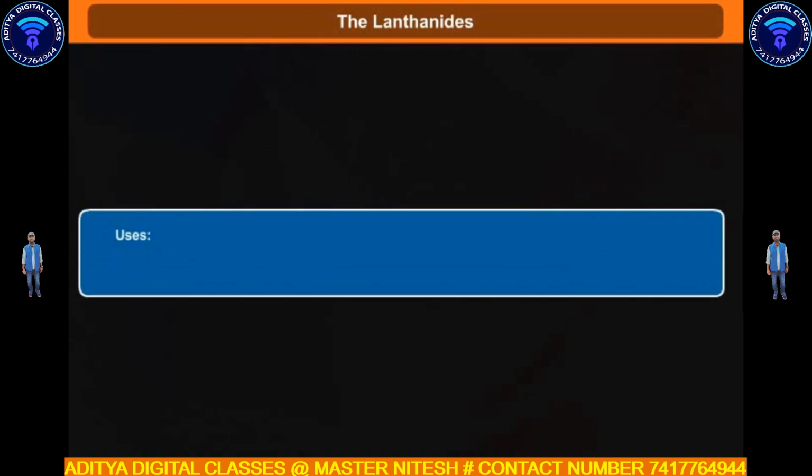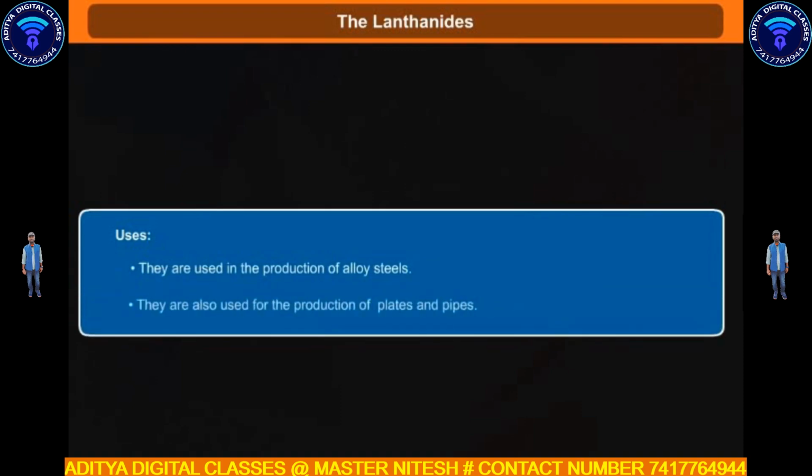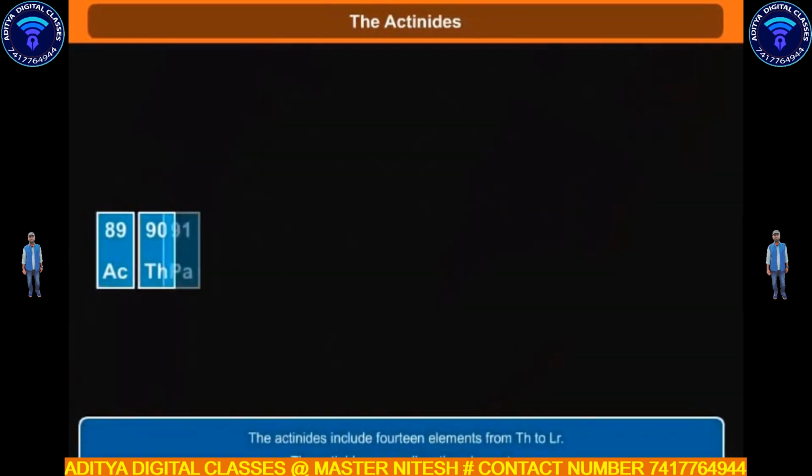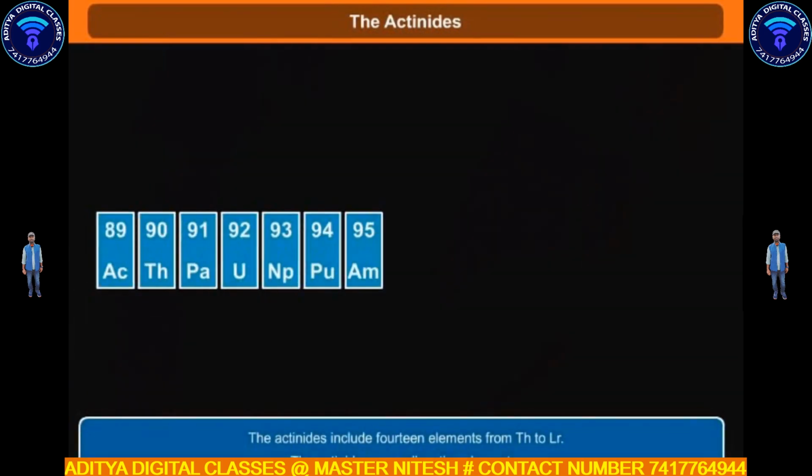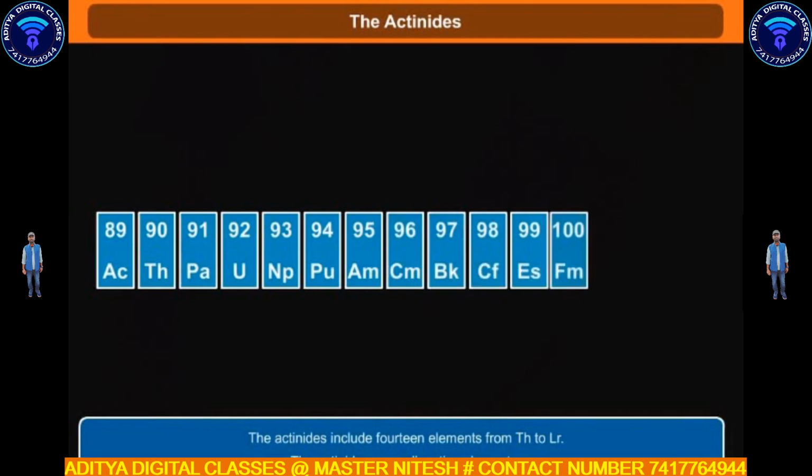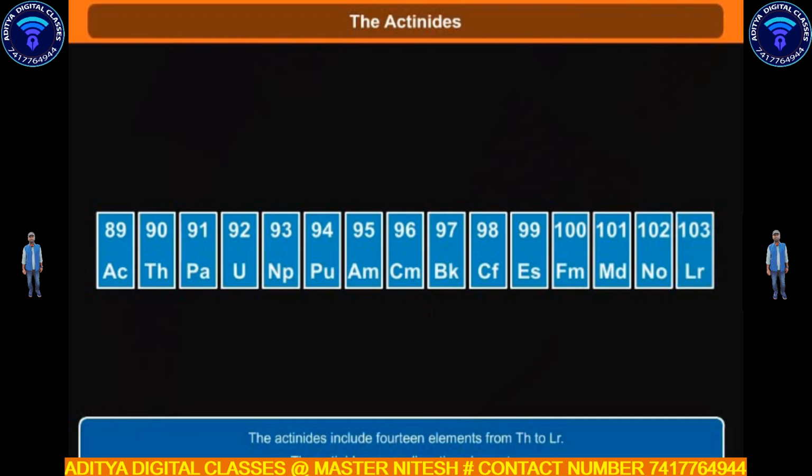Uses. They are used in the production of alloy steels. They are also used for the production of plates and pipes. The actinides include 14 elements from Th to Lr. The actinides are radioactive elements.